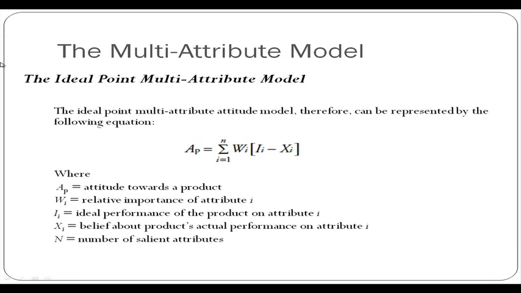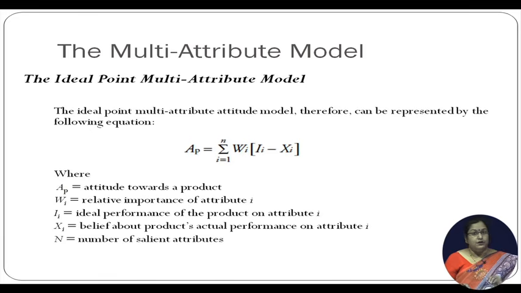So, the second one is the ideal point multi-attribute model. Here, the ideal point multi-attribute model can be represented by the equation written here, AP, which shows Wi into (Ii minus xi). Here Wi is the relative importance of the attribute i, and Ii is the ideal performance of any product on this particular attribute i, and xi is the belief about the product's actual performance on attribute i, and n is the number of salient features.